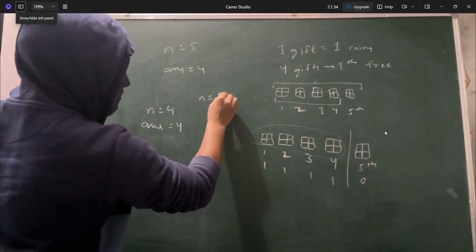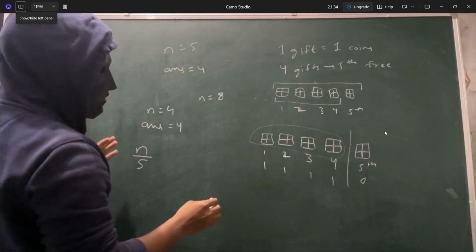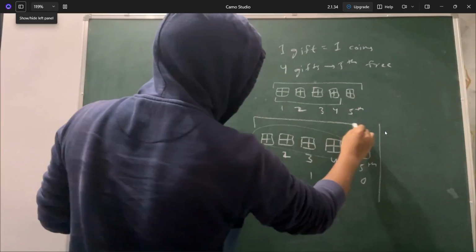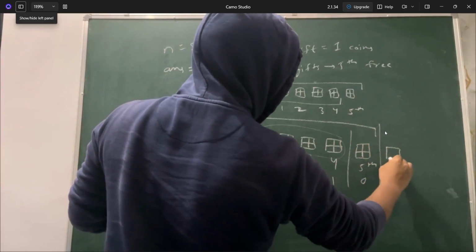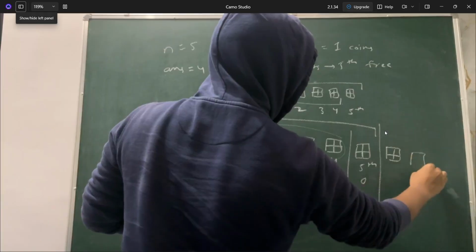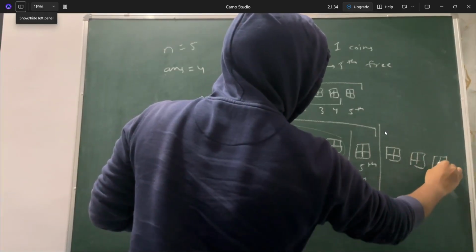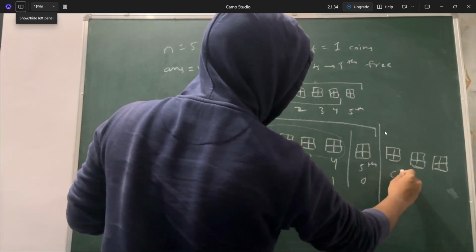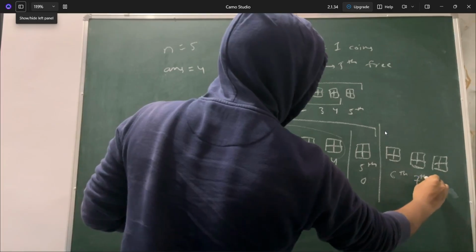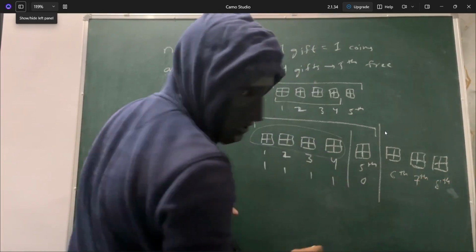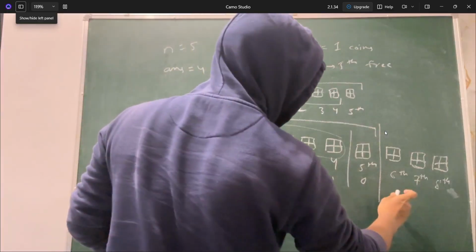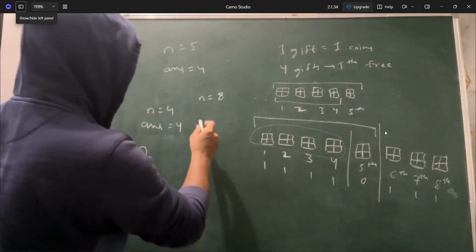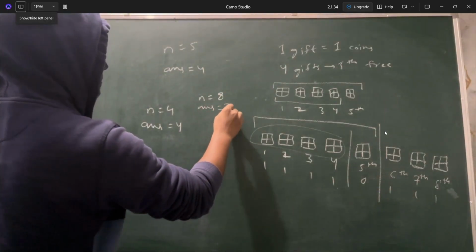Let's say he wants to give 8 gifts to Cheffina. In that case, this is one bundle you can think of, and 5 are there, 6, 7. Ideally this is the 6th gift, this is the 7th gift, and this is the 8th gift. So it is 8 gifts. He'll be spending how many coins? 4 plus 3, only 7 coins. In this case our answer is 7.